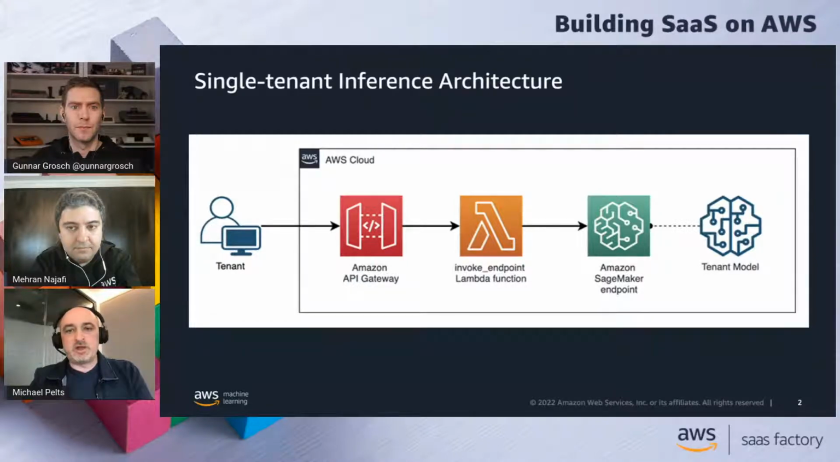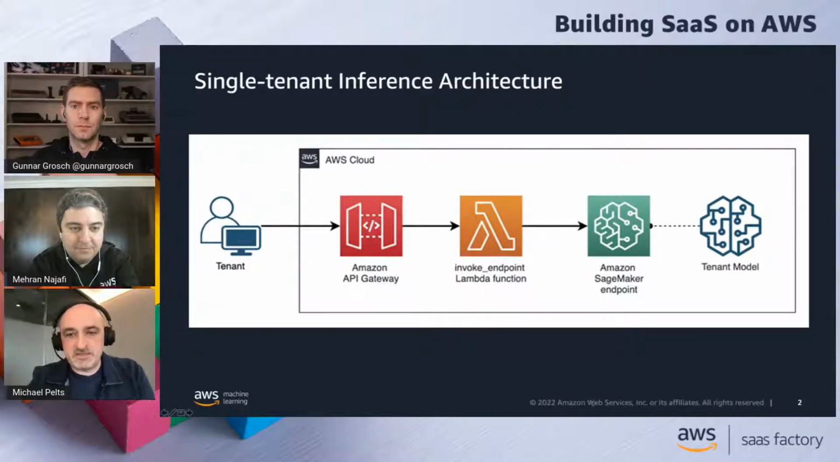So how do you expose models to real-time inference? You do that with SageMaker endpoints. SageMaker endpoints is a fully managed service designed just for that. But you typically don't want to expose it directly to the end users. You do that via some sort of a higher level API that provides additional functionality like authorization or throttling.